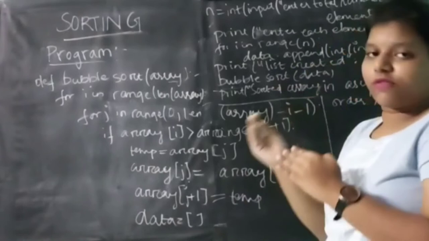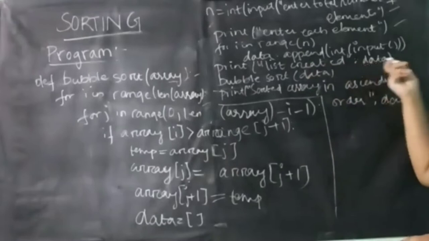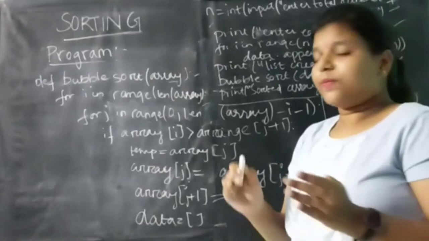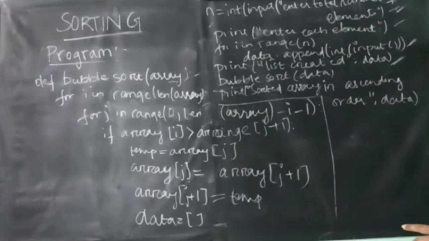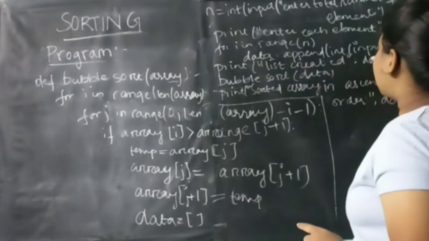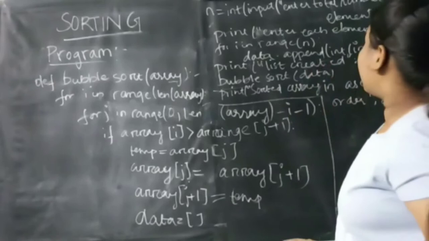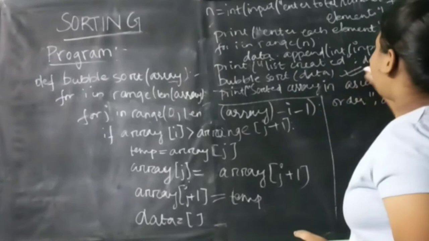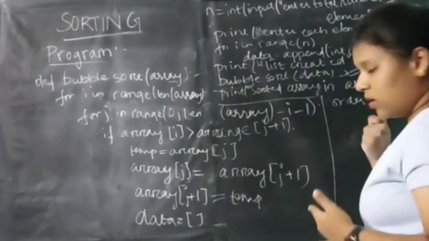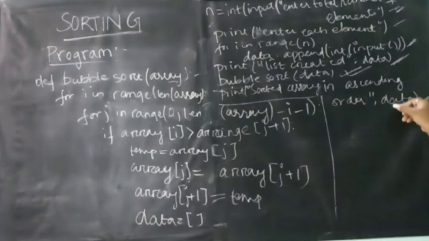Okay, next, print list created of data. So here actually what happens is the numbers which I am giving in the array will get appended. And in the second one, print list created of data. Here all the elements which I have given will get created into a list. Now, bubble sort of data. I have given the function here, bubble sort of data. Now, sorting will happen. And next, I'll print the sorted array in ascending order of data, means of this list. Okay. We have written the program.